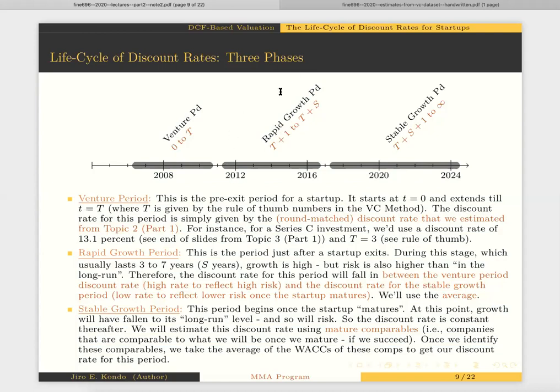So for the rapid growth phase, the two most common ways to get our rapid growth discount rate are to either, one, which is easier, take the average of the venture period and stable growth period discount rates. The other alternative is to use a different set of comparables than what you did for stable growth, which is specifically to look at the comparables of companies in your industry that recently went public, where I would define recently as over the last 5 years. And then mature companies would be companies that went public more than 5 years ago, for instance. So those are the two ways you can get this intermediate period or rapid growth period discount rate.